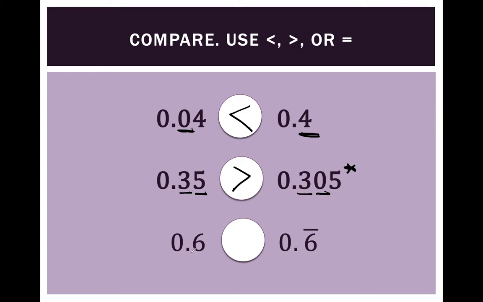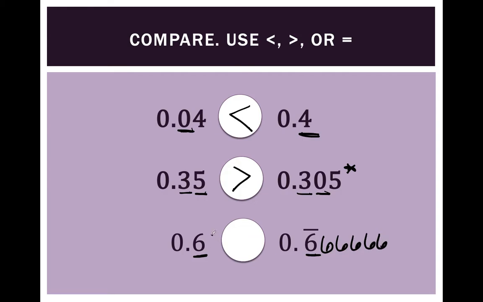You need to compare decimal place for decimal place until you find one that is bigger or smaller. And then for our third example, we have 0.6 or 6 tenths. That starts with a 6. And then we have 0.6 repeating. So this also starts with a 6. However, this is a repeating decimal, so it's going to continue with 6's forever.